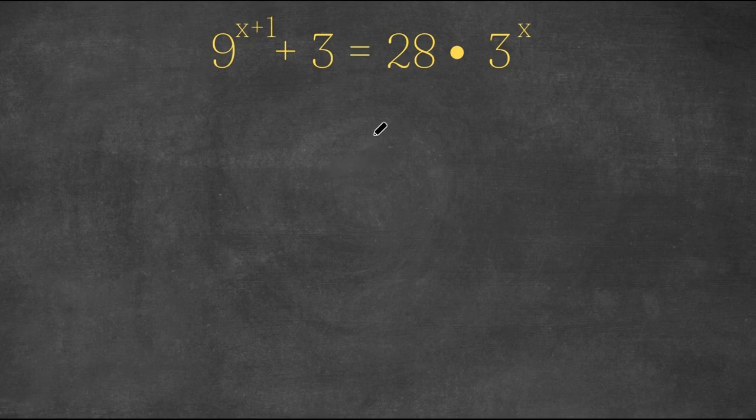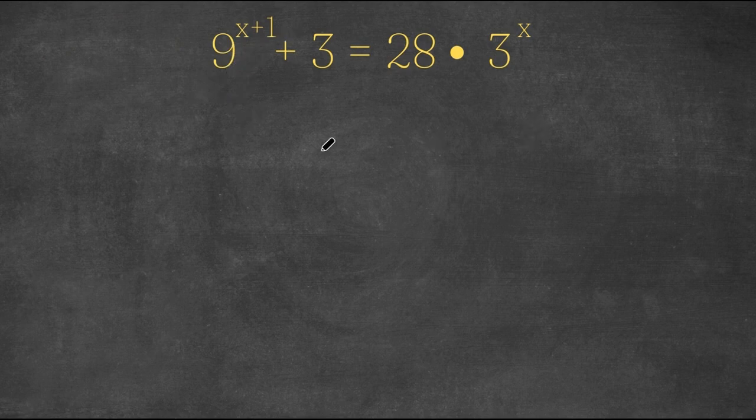In today's video, I'm going to be teaching you guys how to solve this exponential equation. So we have 9 to the power of x plus 1, plus 3, equals 28 times 3 to the power of x. Now our first step is to simplify the left side a bit. Why don't we turn 9 to the power of x plus 1 into something more expanded?